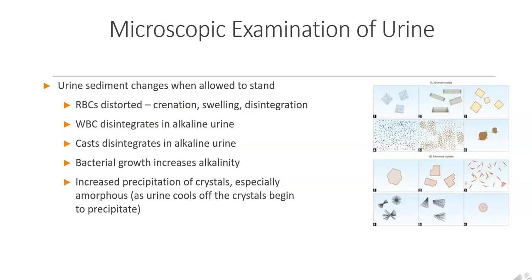When urine sediment is allowed to stand and not examined right away before reading it under the microscope, the following may happen. Red cells may become distorted and they may swell, look like a gumball, or crenate, and they may even disintegrate. White cells will disappear in an alkaline urine, a pH greater than 7. Casts will disappear in alkaline urine. Bacterial growth will increase the pH of the urine. There may be an increase in the precipitation of crystals, especially the amorphous crystals. When urine begins to cool, the crystals precipitate. This is the end of part 1 of this lecture series.